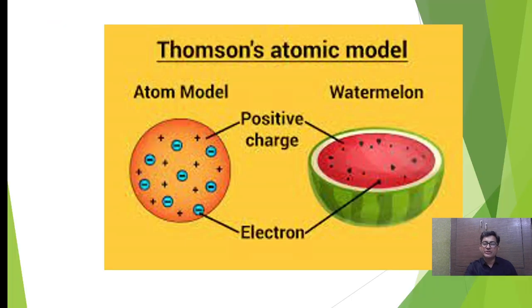First of all, its picture, as it matches with the watermelon. You can see it like the positively charged sphere appears like the red portion of the watermelon, and negatively charged electrons are like the seeds in the watermelon. So it was named after that, J.J. Thomson's watermelon model.